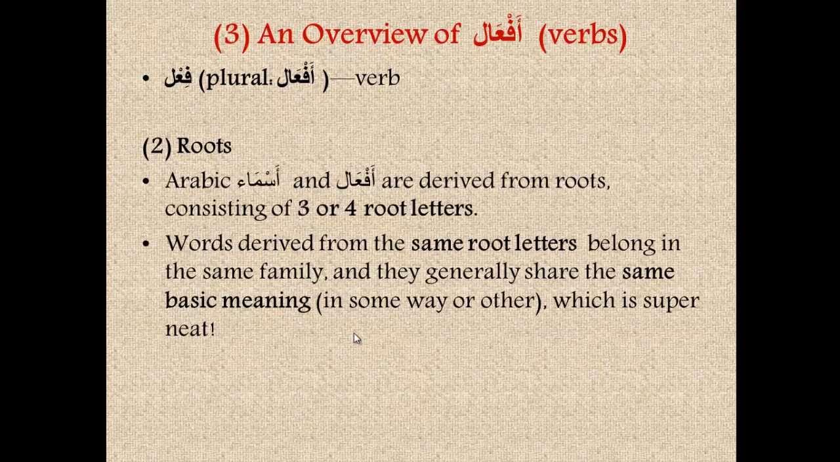Now concept number 2 is the idea of roots. Arabic asma and af'al are derived from roots. What are roots? They are 3 or 4 root letters. So 3 or 4 letters from the Arabic alphabet. Words derived from the same root letters belong in the same family.